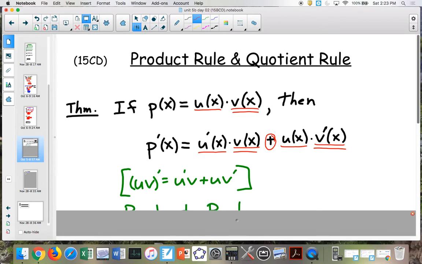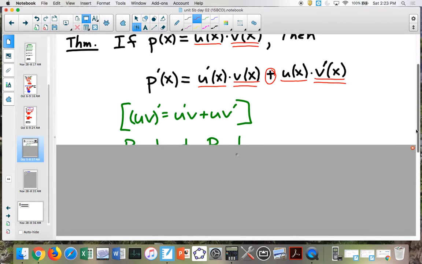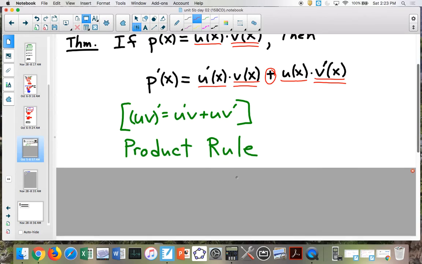A shorter way of writing this, instead of using all the function notation with the parentheses and the x's, is you can think of it this way. The derivative of u times v is u prime v plus uv prime. And that's our product rule.